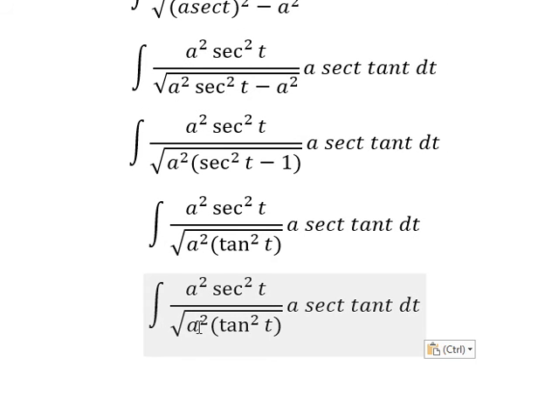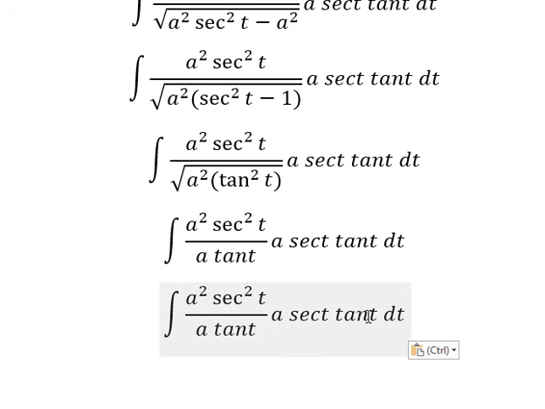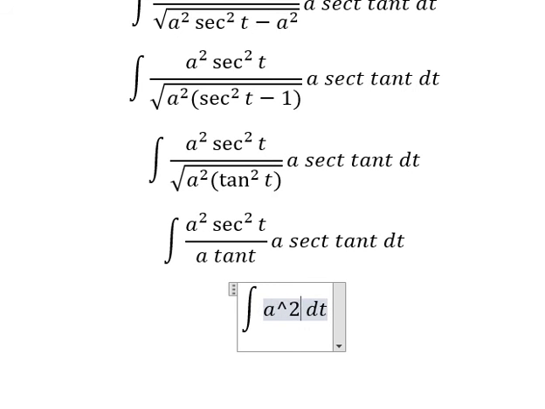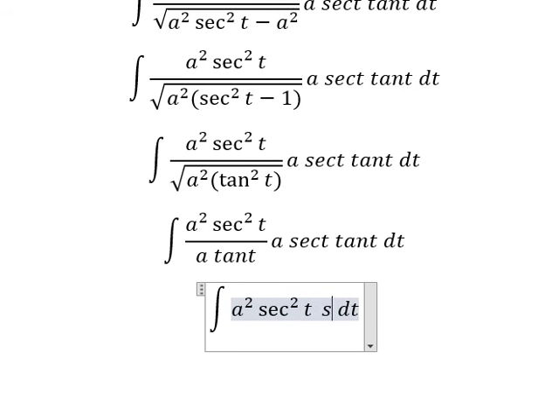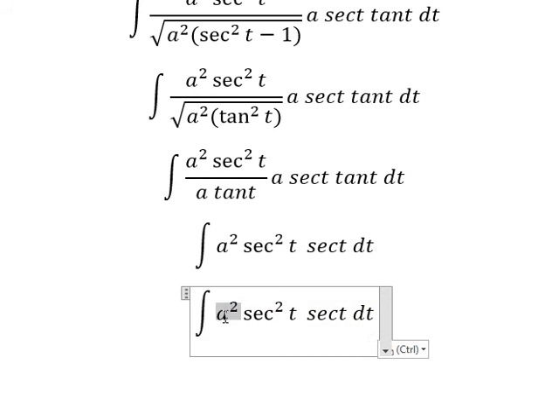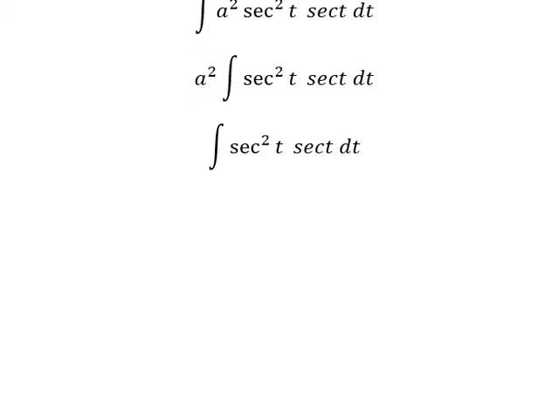The square root of a square tan t square, you got a tan t. And now we need to simplify a tan t on numerator and denominator. And now I will put a square outside. Now I will concentrate on this one only. So we can use integration by parts.